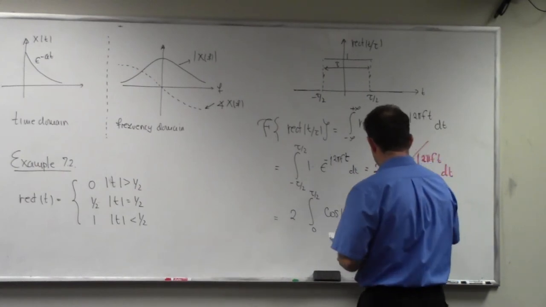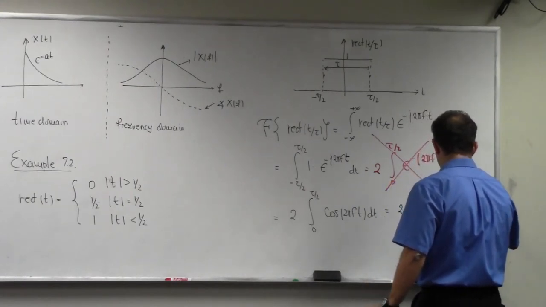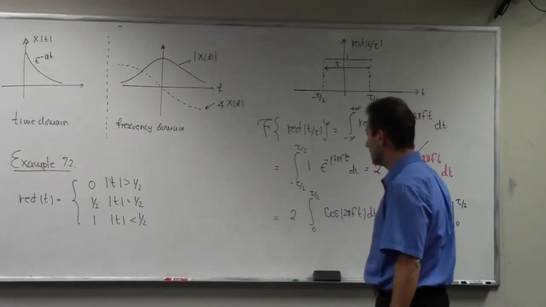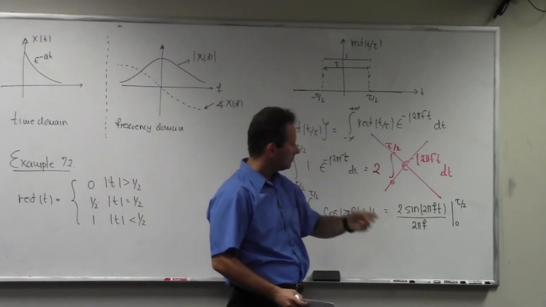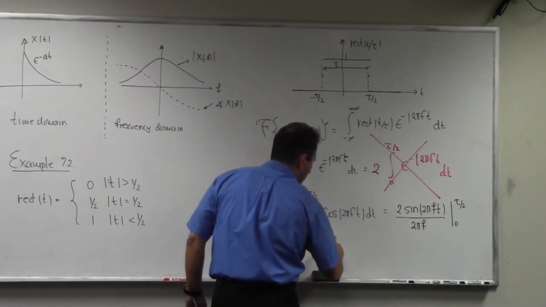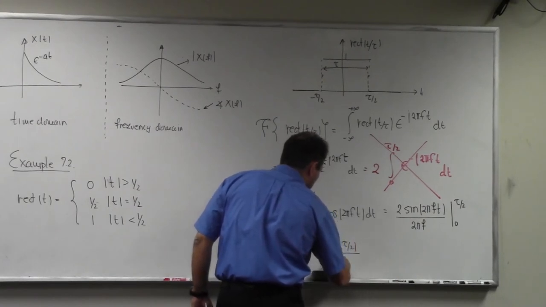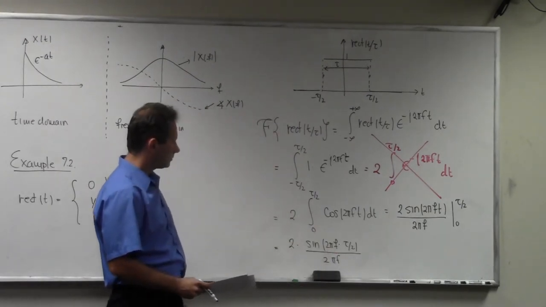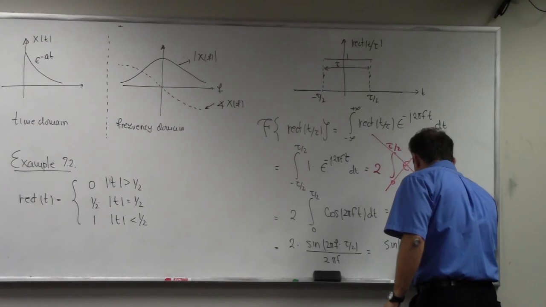Now this is a very easy integral. So this is 2 times the integral of the cosine, which is sine of 2 pi f t divided by 2 pi f, integrated from 0 to tau over 2. And when you substitute the lower boundary, it's going to be equal to 0. So this becomes 2 times sine of 2 pi f times tau over 2, divided by 2 pi f. And this 2 and 2 cancel, so you end up with the sine of pi f tau divided by pi f.